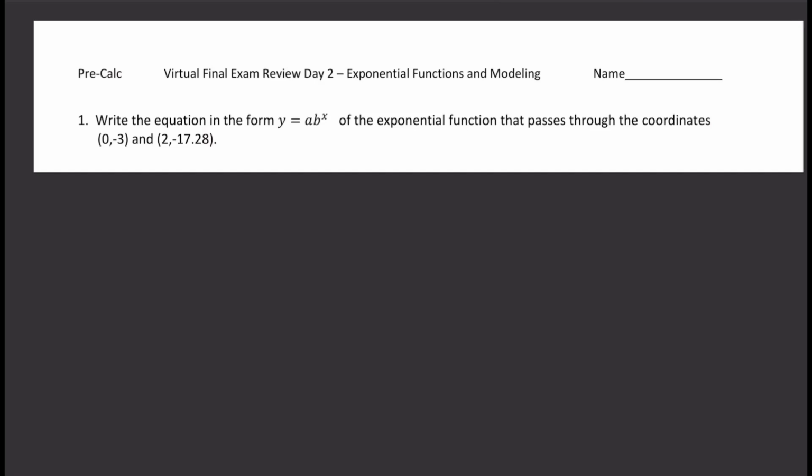Well, to make this a little bit easier, you'll always be given the y-intercept. So basically right there, that tells you that a is going to be -3, that initial value. Then you'll be given a second point. The second point gives you an x value and a y value. So using this equation right here, we can substitute in.